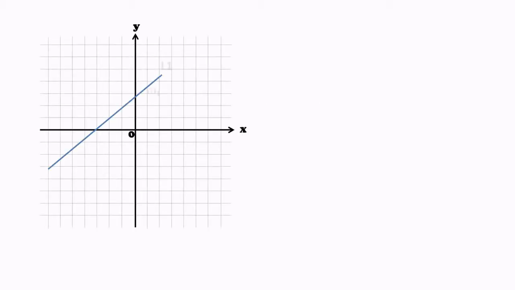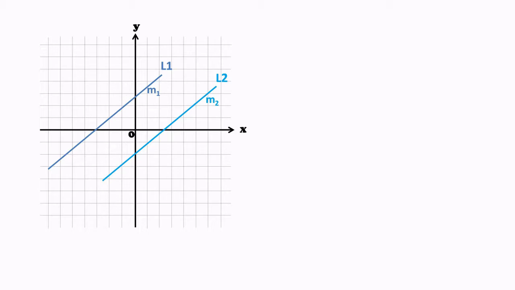Now, let's move to parallel lines and perpendicular lines. Parallel lines are two or more lines that have the same inclination or slope. And therefore, whether two or more lines are parallel can be determined by finding their slopes. Let's look at the figure.